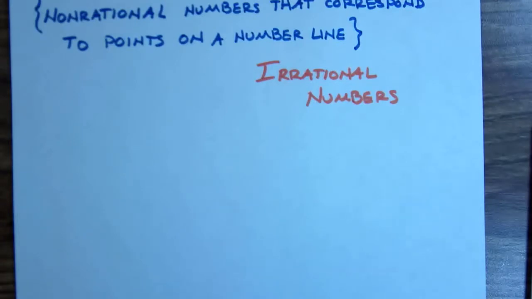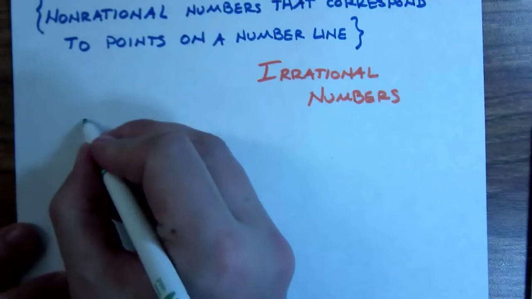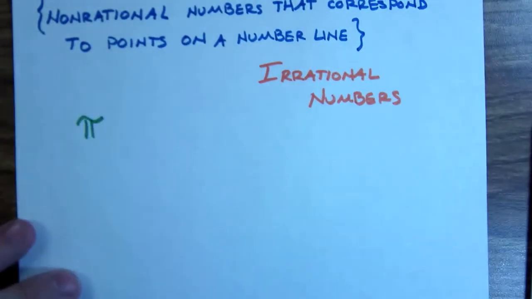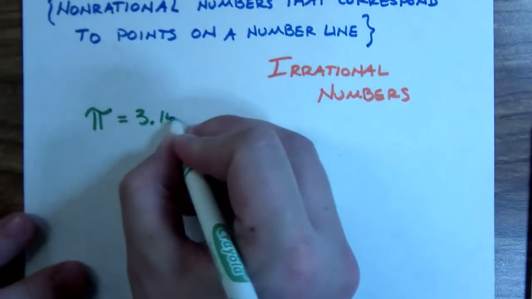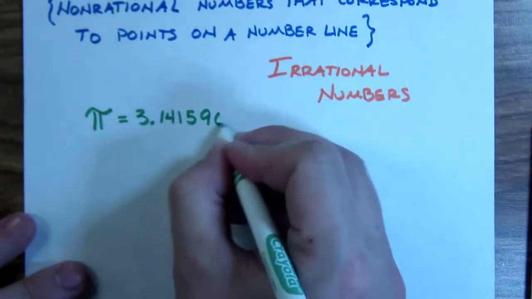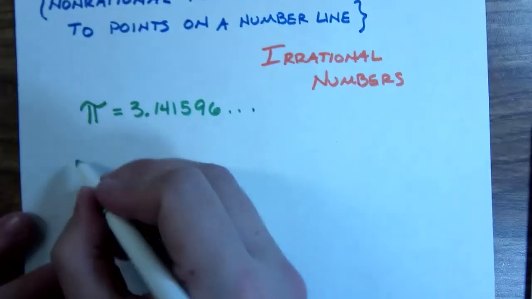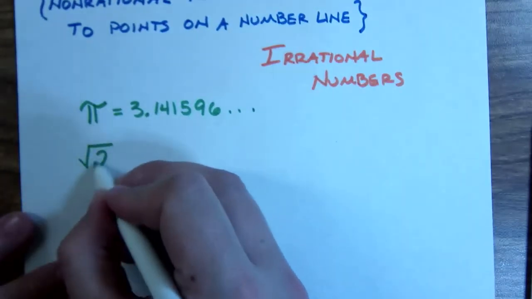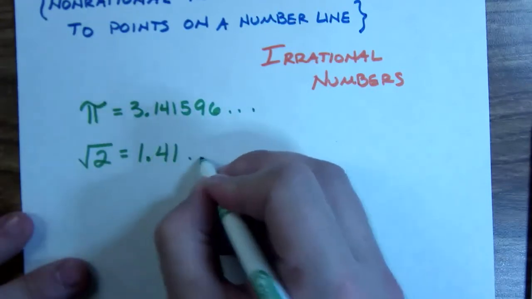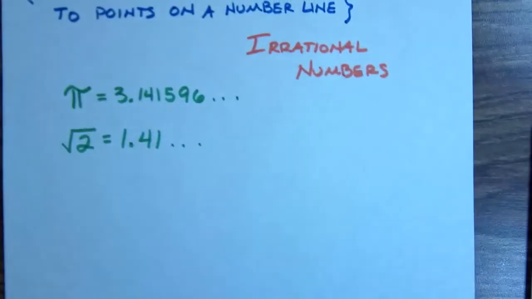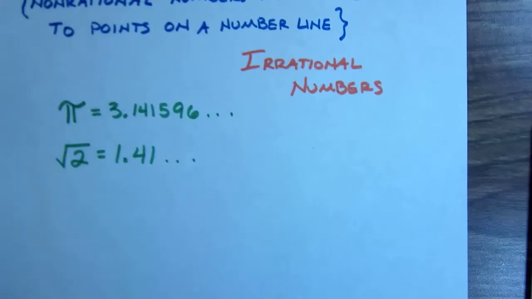So the most famous of the irrational numbers is this guy, pi, which is 3.141596, etc. Another really common irrational number is the square root of 2, which is 1.41 something. Those are examples of irrational numbers. Now notice it says non-rational numbers that correspond to points on a number line, meaning it does not fit inside the rational numbers group, and here's why.